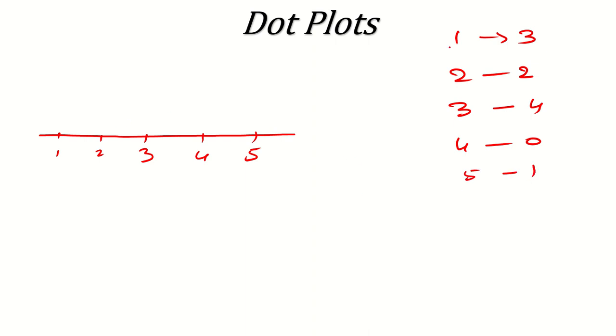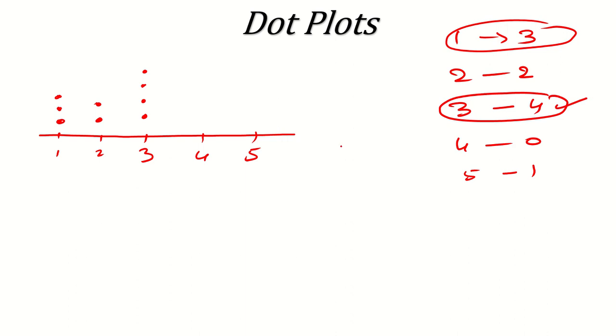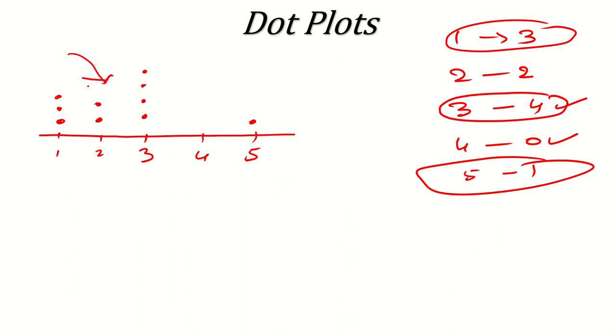Okay. So what you will do? 1 is for 3 times. So for 1, you just make 3 dots. 1, 2, 3 like this. Okay. For 2, 2 is having frequency 2. So for 2, you make 2 dots only. For 3, how many dots you will make? 4 dots. 1, 2, 3, 4. Why? Because frequency of 3 is 4. And then for 4, how many dots? No dot, because frequency of 4 is 0. Now 5 will have only 1 dot because 5 frequency is 1. Okay. So this is called dot plot because we represent the data in terms of dots.